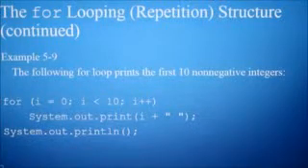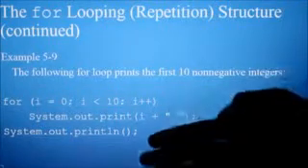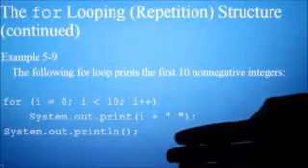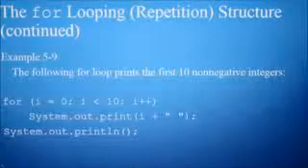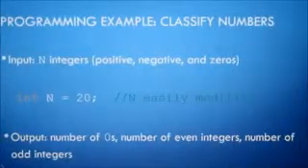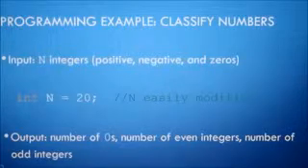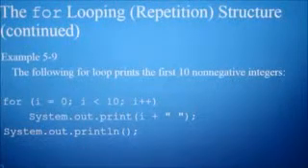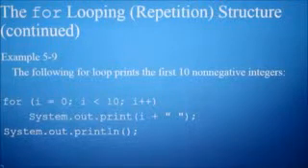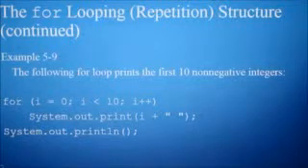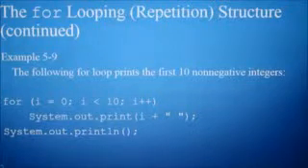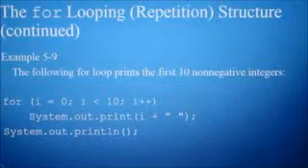The for looping repetition structure, continued. Example: the following for loop prints the first 10 non-negative integers. The for looping structure execution: the initial statement executes. The loop condition is evaluated. If the loop condition evaluates to true, execute the for loop statement and execute the update statement. Repeat until the loop condition is false.